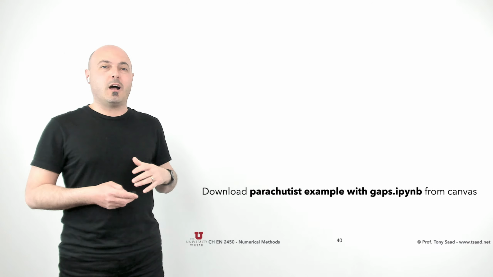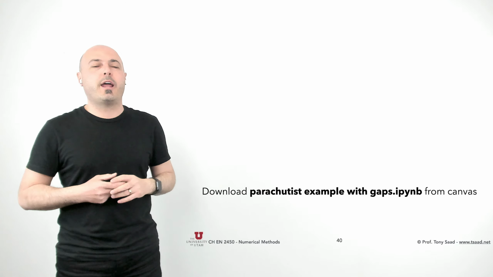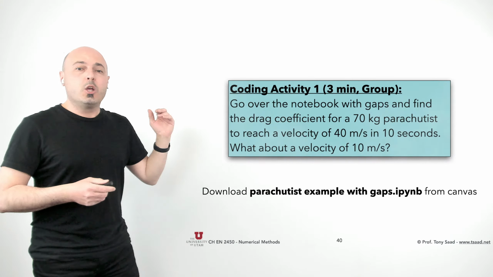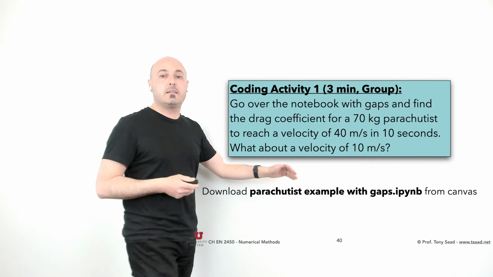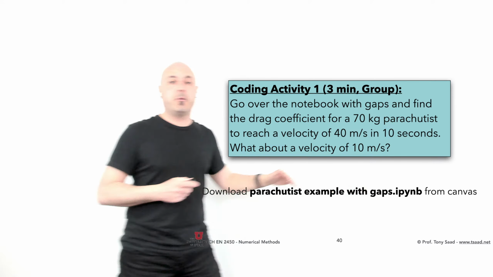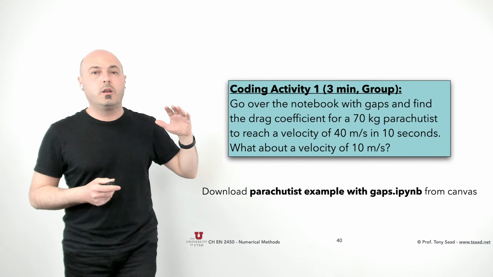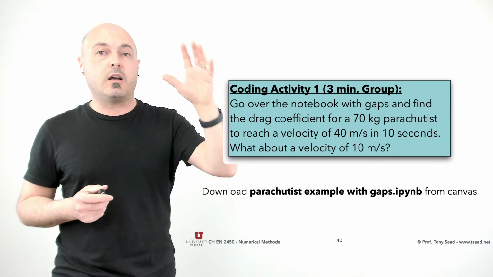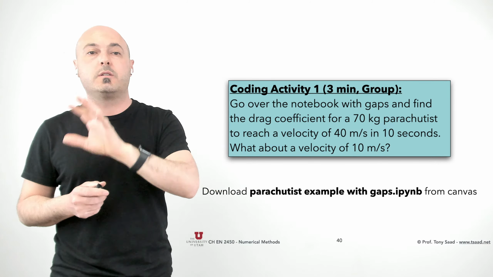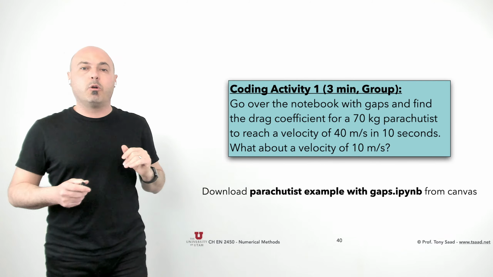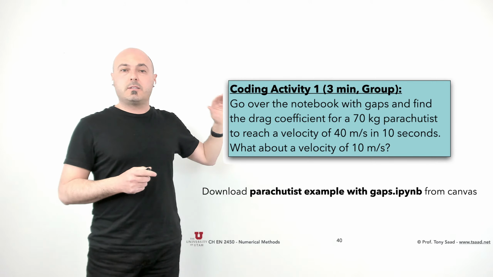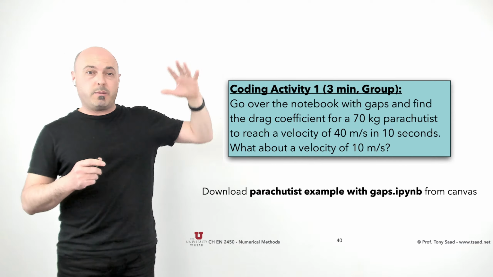And now comes actually getting our hands dirty with the parachute example. Go ahead and download the parachutist example with gaps Python notebook from Canvas. It's under the module Nonlinear Solvers, or you can find it under File, Jupyter Notebooks, Nonlinear Solvers. Go ahead and download that and go over it. There's multiple activities in it.